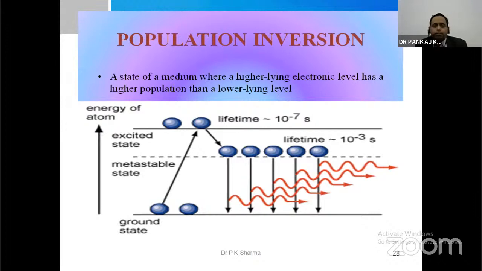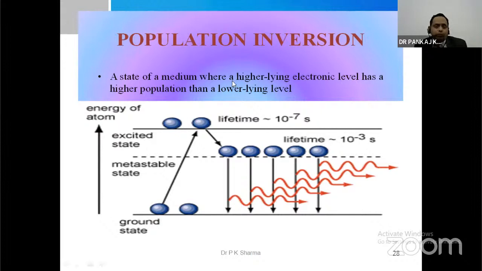But for stimulated emission, population inversion is required for a continuous process. The condition in which N2 is greater than N1, meaning the number of atoms in the upper energy state is more than in the lower energy level, is known as population inversion, meaning the population is inverted.